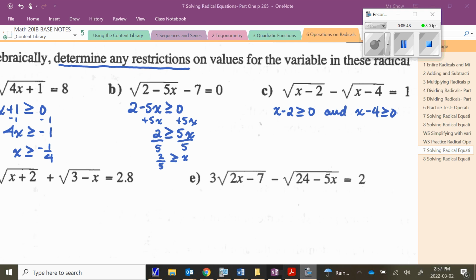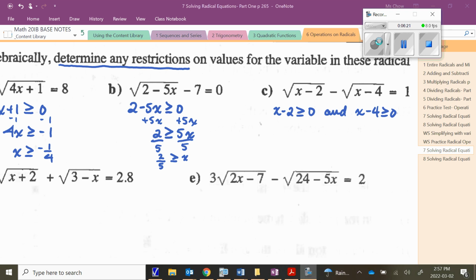Okay, if you take a look at B, I started with 2 minus 5x is greater than or equal to 0, just like the others. We want our radicand to be positive or greater than or equal to 0. And my solution in this case was a little bit different, because rather than moving the 2 by subtracting 2 and then dividing by negative 5, another way to approach this is to add 5x to each side. So then I have 2 is greater than or equal to 5x.